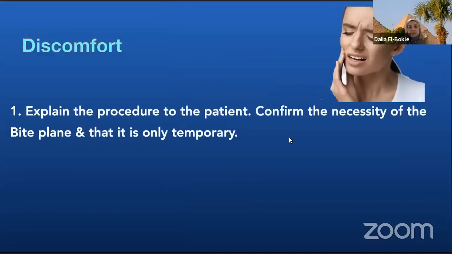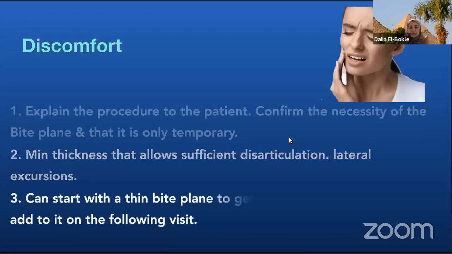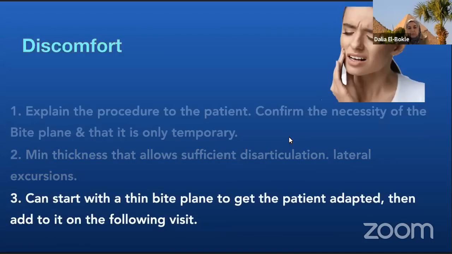So how to deal with discomfort? Usually the patients adapt well to the bite turbo following the first visit. So just try to explain the procedure to the patient, confirm the necessity of the bite turbo, and explain that it is only temporary. Try to use the minimum thickness that you can, just to give you the aim that you need, which is either to allow for sufficient disarticulation, or to make sure there is no premature contact on lateral excursions. Always start with a thin bite turbo to get the patient adapted, and then add to it the following visit if you need to.